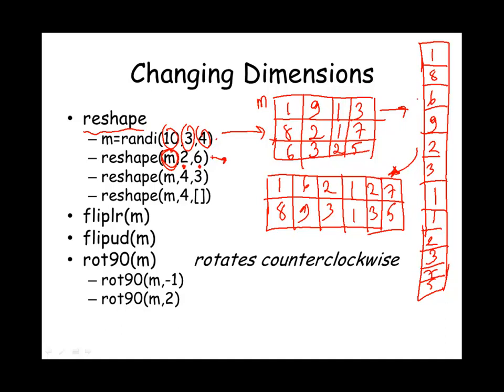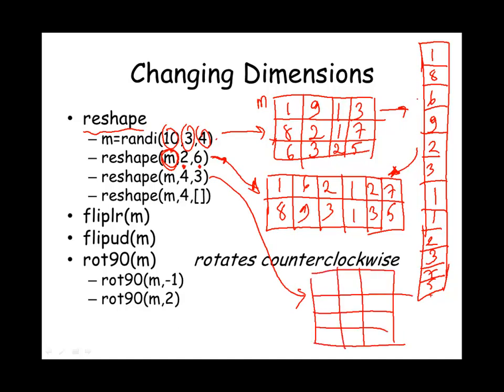And we get the result of reshaping matrix M into 2 rows and 6 columns. In the next example, we will be reshaping the matrix into 4 rows and 3 columns.